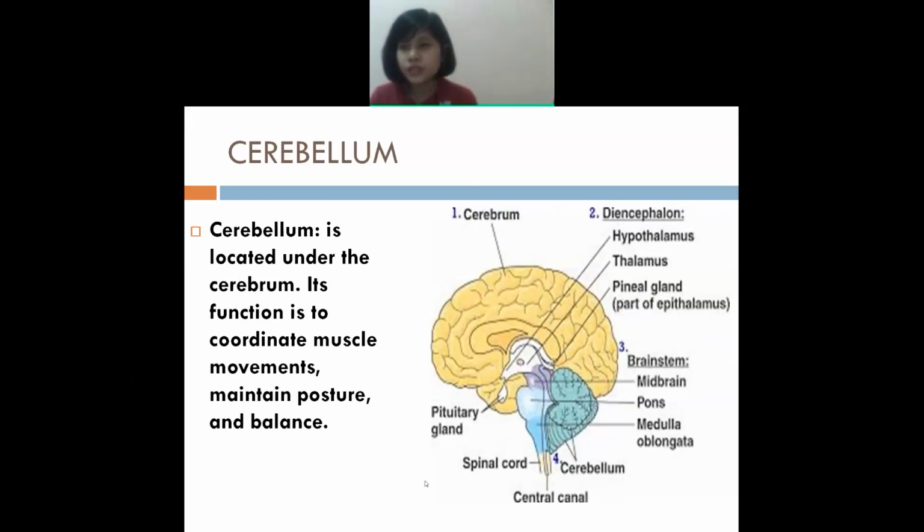Did you understand? Yes, ma'am. Okay, next is cerebellum. So this is the cerebellum. Where is the cerebellum located? The cerebellum is located under the cerebrum. This is your cerebrum, right? So it is located under this, downside.